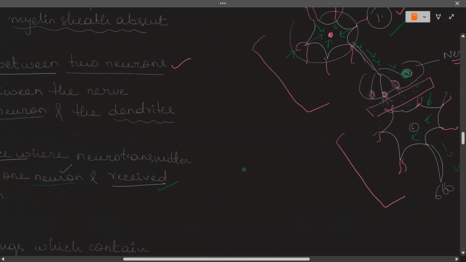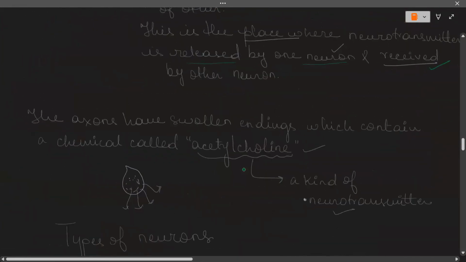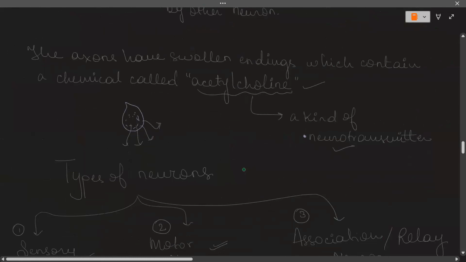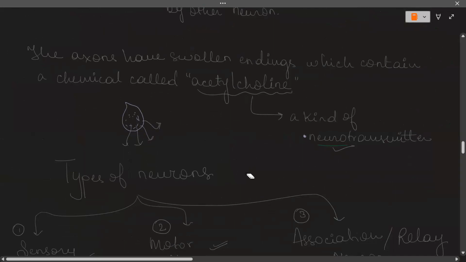Yes. Now, the axons have swollen endings, which we call the nerve endings. And they contain a chemical which is known as acetylcholine, which we have already discussed. And this is a kind of neurotransmitter. As I told you, there are many other kinds of neurotransmitters also. But for your syllabus, you have acetylcholine. Clear to everyone?